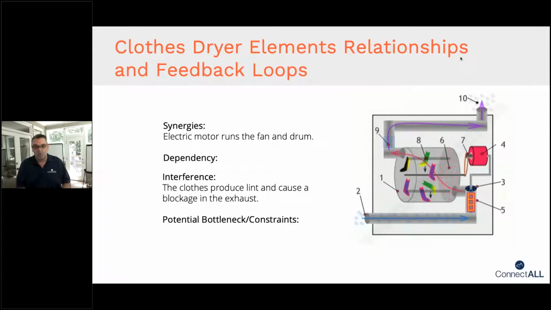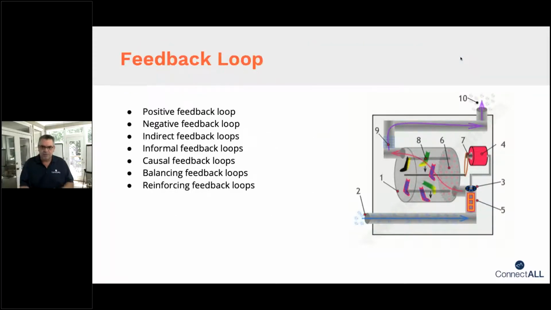So the electric motor turns the fan, and it turns the drum. They interconnect. There can be bottlenecks and constraints in there. Pretty straightforward. And there are feedback loops that happen here as well. There are a couple of different feedback loops, right? When I investigated feedback loops inside the dryer, there are positive loops, negative loops, direct loops, indirect loops, informal loops, balancing and reinforcing loops. And all of those are in there.